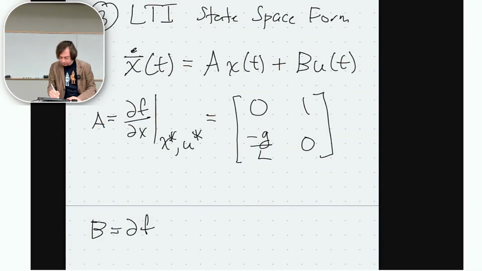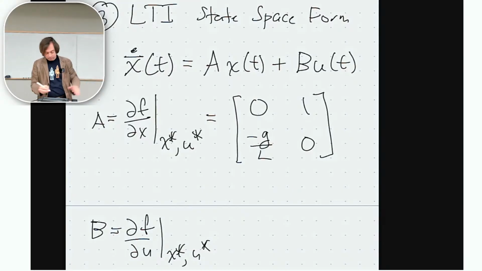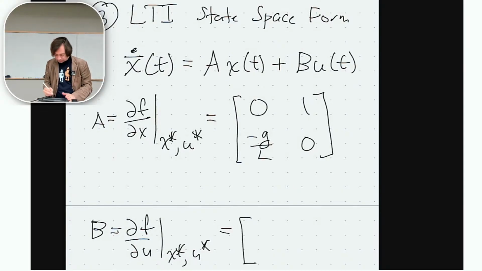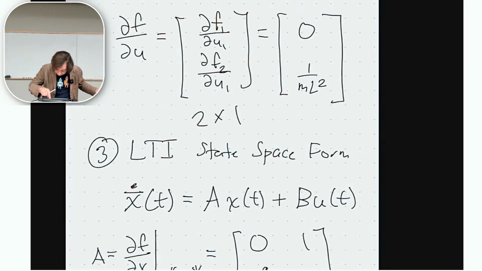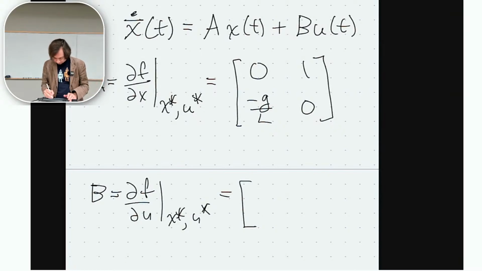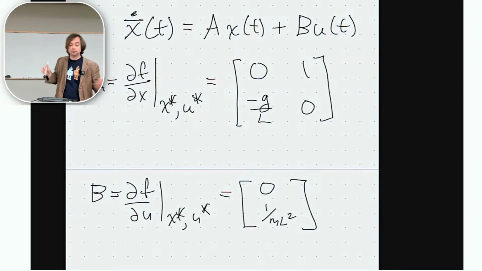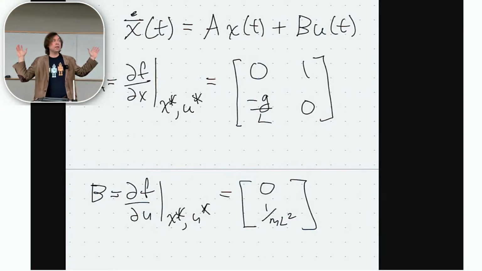Now the B matrix, where we're going to evaluate partial f, partial u. And guess what? There's nothing to substitute in the B matrix. I'll scroll back up and show you. Right there. 0 and 1 over ml squared. Relinearized.